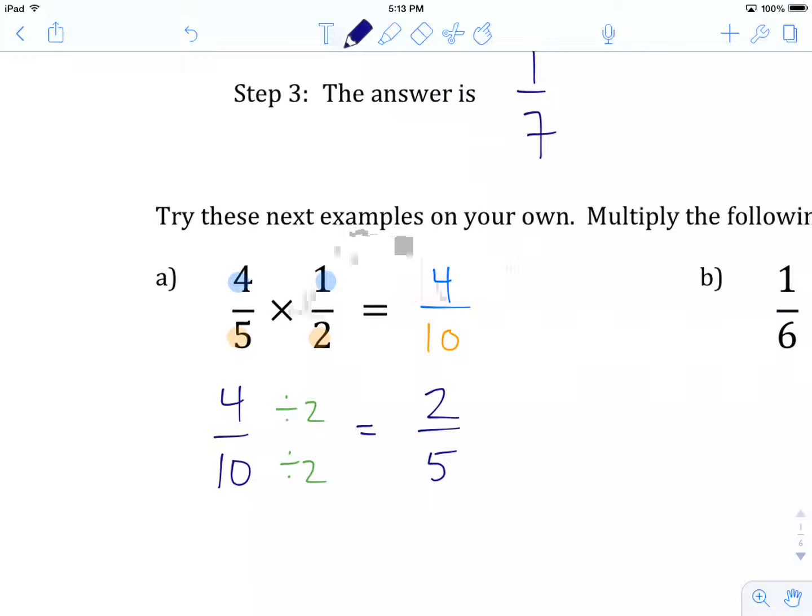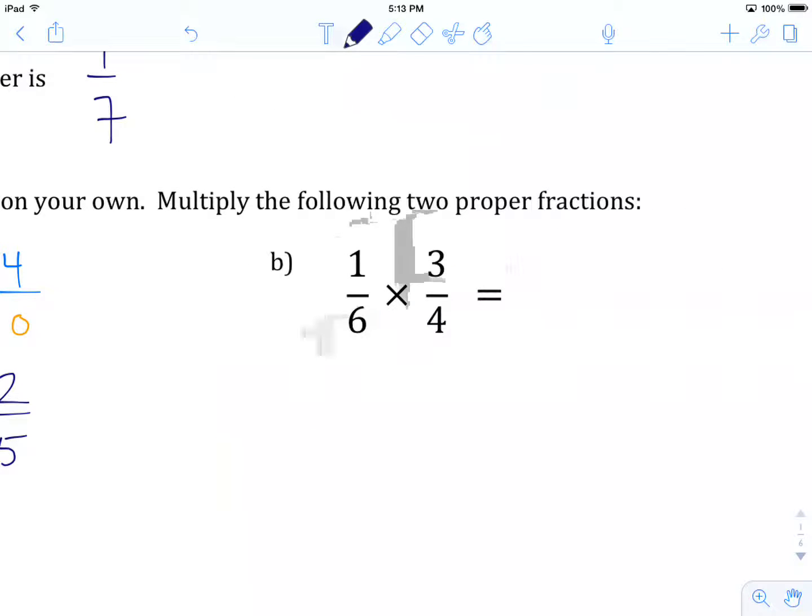Hopefully you rocked on that one. Let's give example B a try. So same thing, I'd like you to hit pause here in the video. When you've got an answer, come on back and we'll check and see how you did.